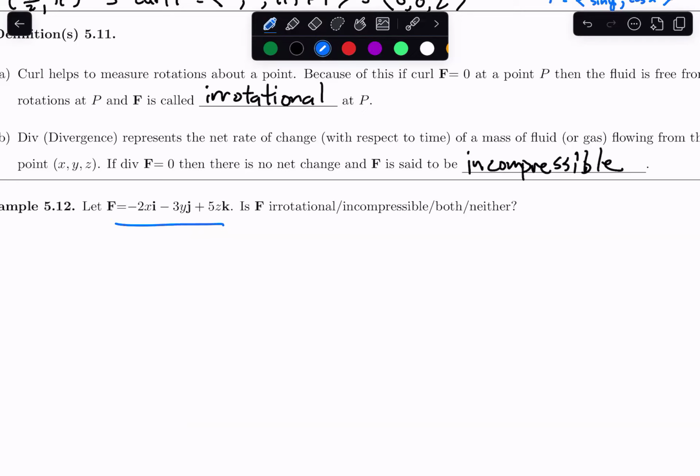Again, this is just this definition: irrotational, incompressible are not on the formula sheet. So you do have to have these memorized. You just need to know that this comes down to checking if the divergence is equal to 0 and if the curl is equal to 0. So let's go ahead and calculate out the divergence.